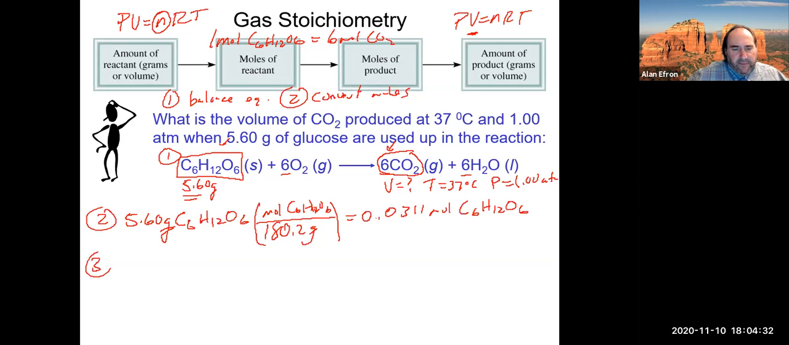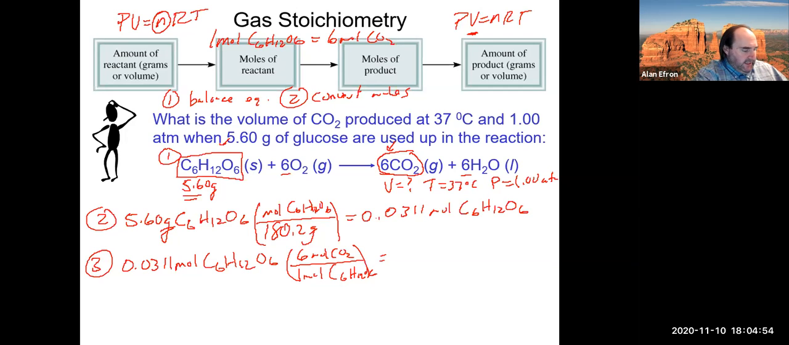So step 3 would be a stoichiometry problem, where we're going to use that mole to mole relationship. Again, we're not interested in the glucose. We are interested in the CO2. So from the equation, for every 1 mole of this guy, we get 6 moles of our CO2. And that's going to essentially get us 0.187 moles of CO2. Any questions on that so far?